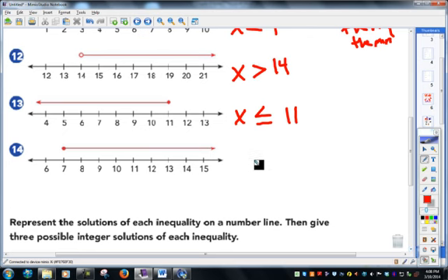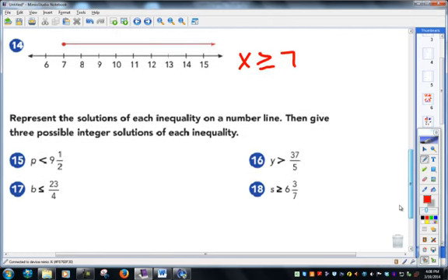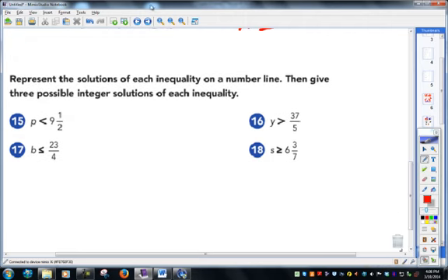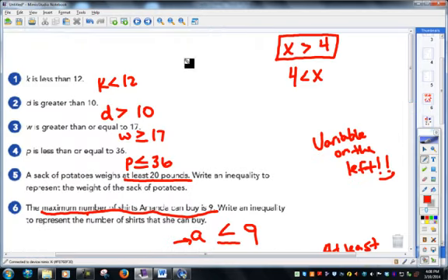Okay, and then this one here, we're talking about X values being greater than or equal to 7. So I think you're probably getting what we're doing here pretty well. Okay, we're going to skip this for now, and I think that's it.